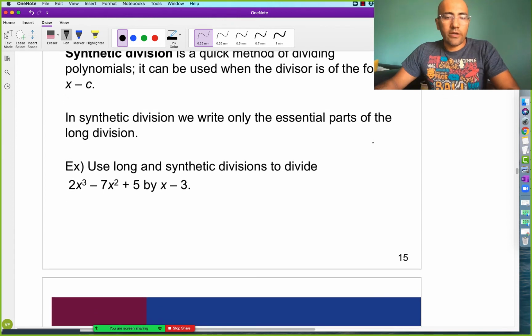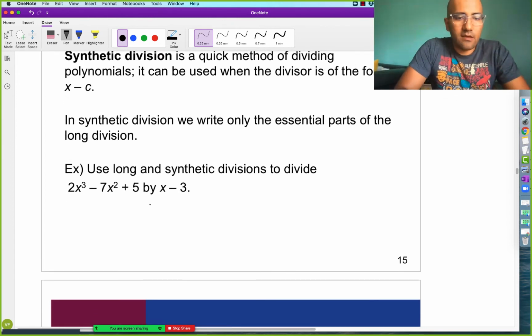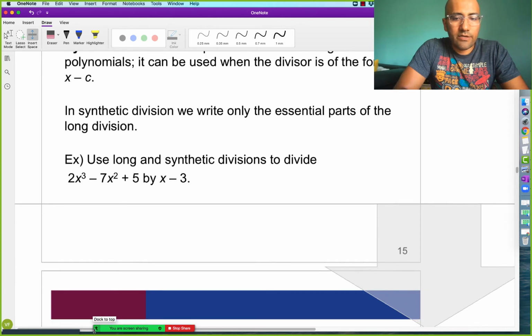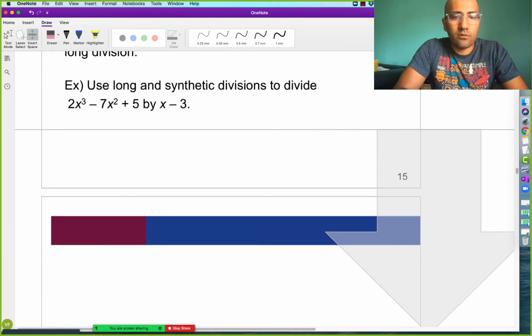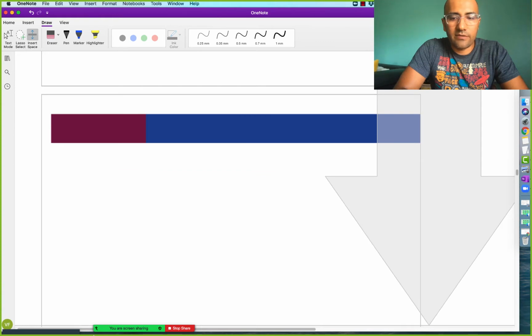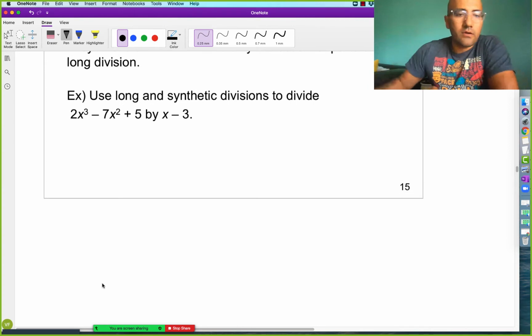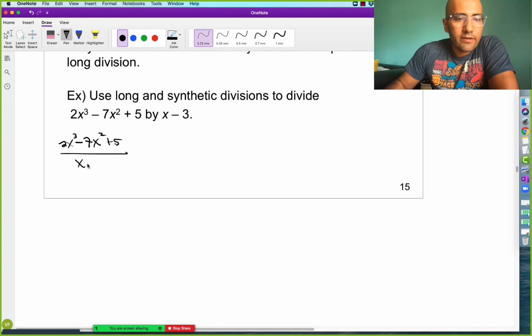Good? Okay, so we're going to introduce this process of synthetic division. But in order to do that, let's do it with long division first, one more time to make sure we get it, and then we'll compare it to the process of synthetic division, and you can see how they compare and contrast. Okay, so we have 2x cubed minus 7x squared plus 5 divided by x minus 3. So first let's do it the long way.